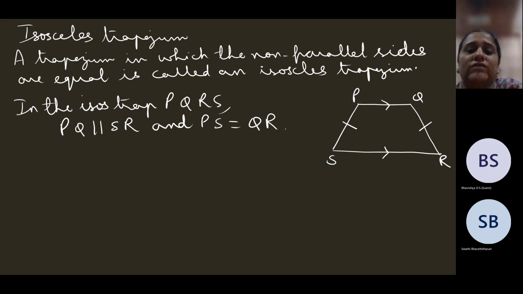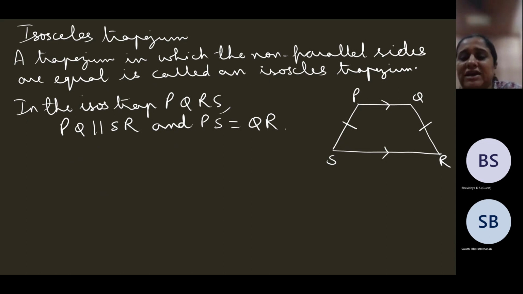So in a trapezium, we know that only one pair of opposite sides is parallel. So PQ is parallel to SR. The parallel sides are PQ and SR. The non-parallel sides are PS and QR. If the non-parallel sides are equal in a trapezium, that is, if PS is equal to QR, then it's called an isosceles trapezium.